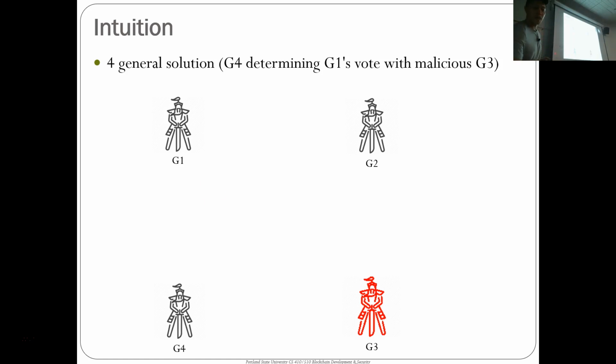So again, we have the number of participants. The loyal participants are more than 2/3 of the total population. So we have this state where, yes, we have more loyal than malicious. And we want G4 to determine the vote that G1 has to either attack or retreat. And we have a malicious participant down here, G3.